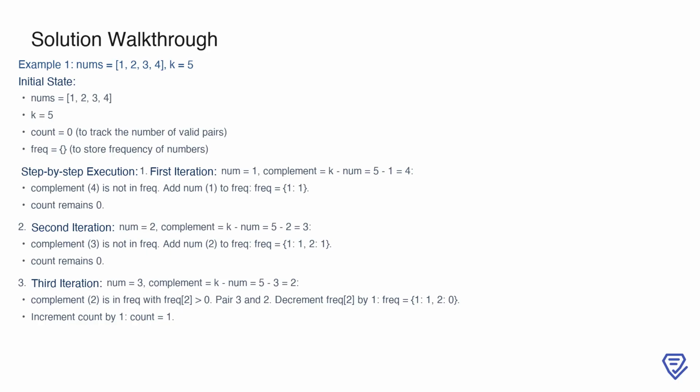Now, for the third number, 3, the complement is 2. This time, 2 is present in the frequency map with a value greater than 0. This means we can form a valid pair, (3, 2). We decrement the frequency of 2 by 1, updating the map to frequency equal {1: 1, 2: 0}, and increment the count to 1.